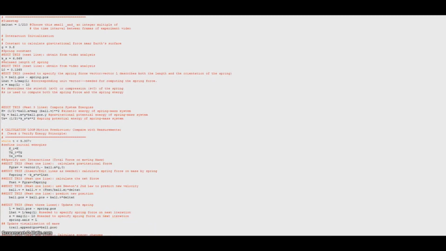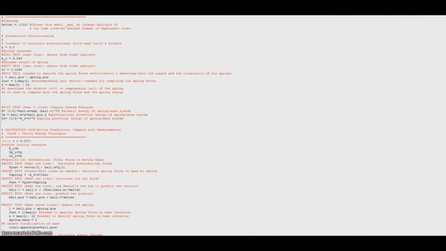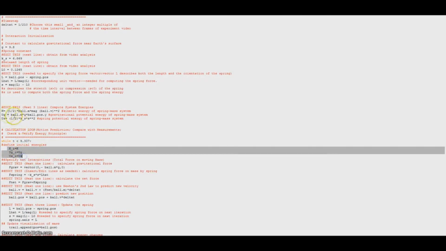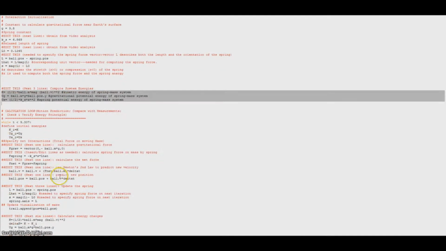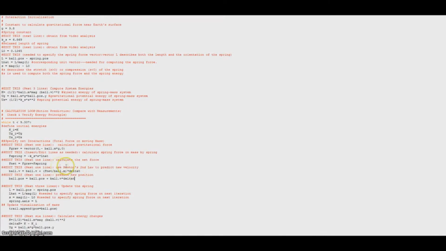Now in Tracker we see that the time of a moment is 9.307 and we write it in our code. So now we define the initial energies, which are the energies that we described already here. So now we write here Newton's second law.